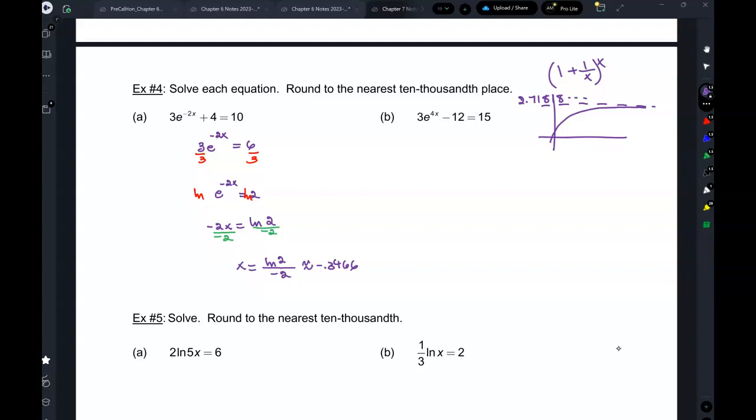Okay? Okay, so here we're going to add 12. 3e to the 4x is equal to 27. Divide by 3, e to the 4x equal to what? 9. What are we going to do here? ln. So on the left side, what do I have left? 4x equal to ln of 9. X equal ln of 9 over 4. So x is about how much when you plug it in?